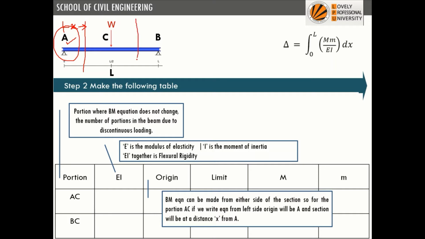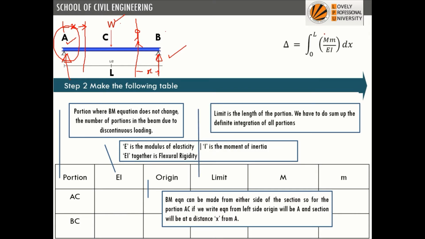Similarly, if we see the portion BC, now we are standing here at the section. We see that there are two forces here. One is the point load, the other one is the reaction. So instead of calculating from the left hand side, we'll calculate the bending moment equation from the right hand side. It will be very simple. So we measure this distance x from point B. So now for the portion BC, the origin will be B and the bending moment equation will be force into distance.